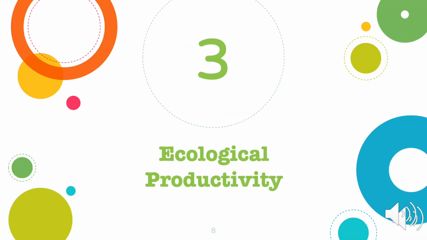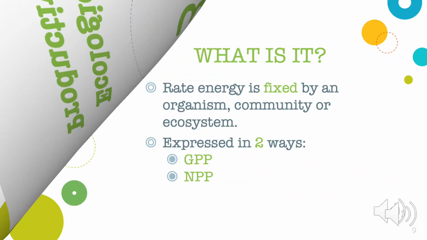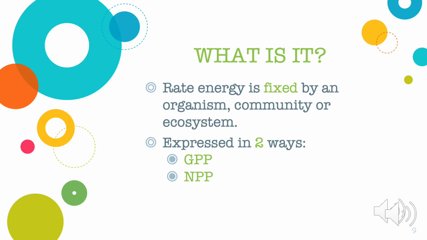So now, we're going to be moving on to another key aspect, which is ecological productivity. Ecological productivity can be defined as the rate at which energy is fixed by an organism, community, or ecosystem. In this case, the ecosystem would be the upwelling area.